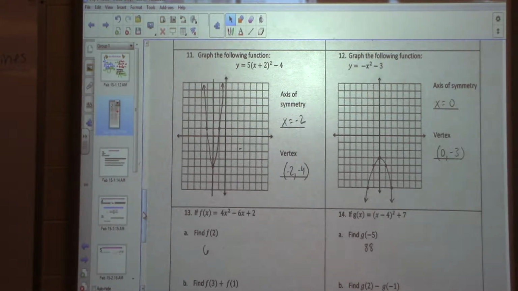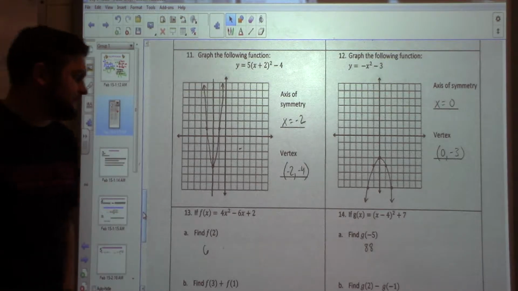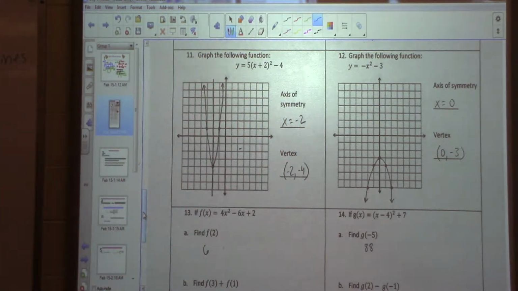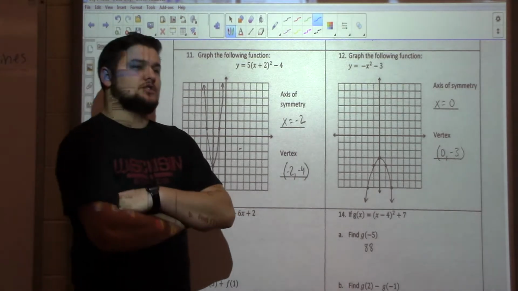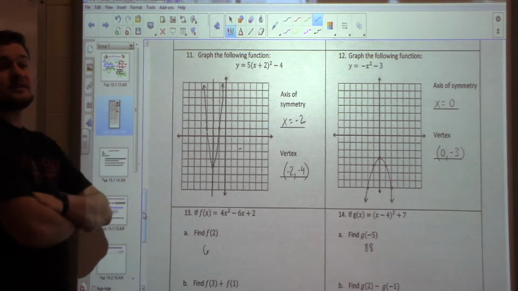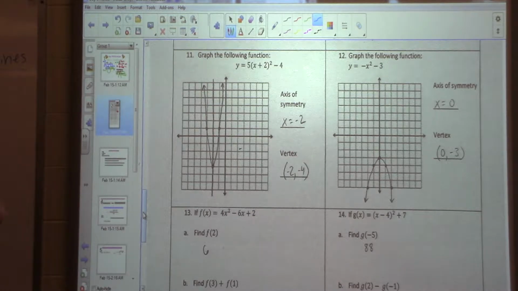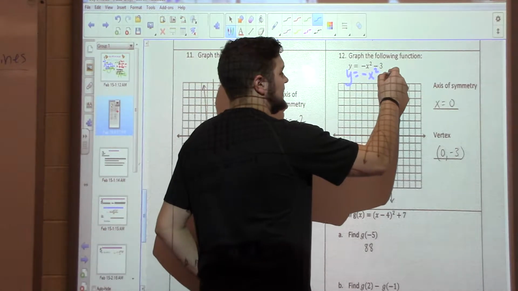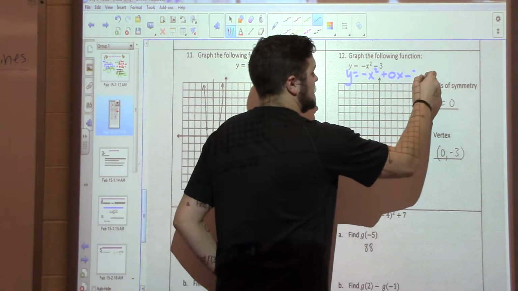Yes, Katie? Did you go over number 12? Number 12. Alright. So, number 12: y equals negative x squared minus 3. You could have done this a couple different ways. Did you do it as standard form or vertex? I said standard. You said standard. So you did it like y equals negative x squared plus 0x minus 3.